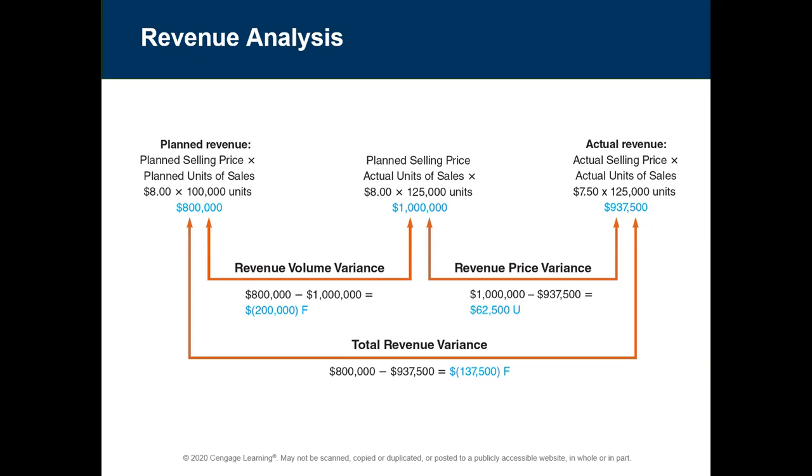But if we look here, based on volume, okay, we'll see that we sold 25,000 more units than we planned. So the difference between our planned revenue and our planned selling price times the actual units of sales, which is our revenue volume variance, is favorable because we sold more units than we thought we would. But our price variance is unfavorable. Why? Because the actual selling price was less than what was originally planned. Okay.